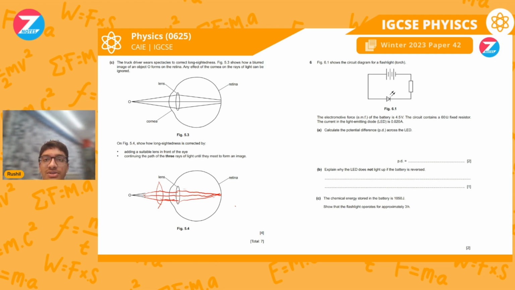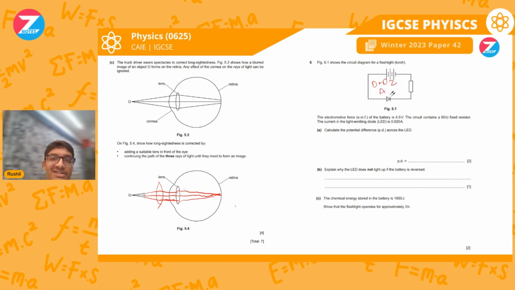Figure 6.1 shows the circuit diagram for a flashlight, which is a torch. The EMF of the battery is 4.5 volts. The circuit contains a fixed 60 ohm resistor. The current in the diode is 0.02 ampere. So since this is a series circuit, that means the current is constant everywhere. So the current in this circuit is 0.02 ampere.